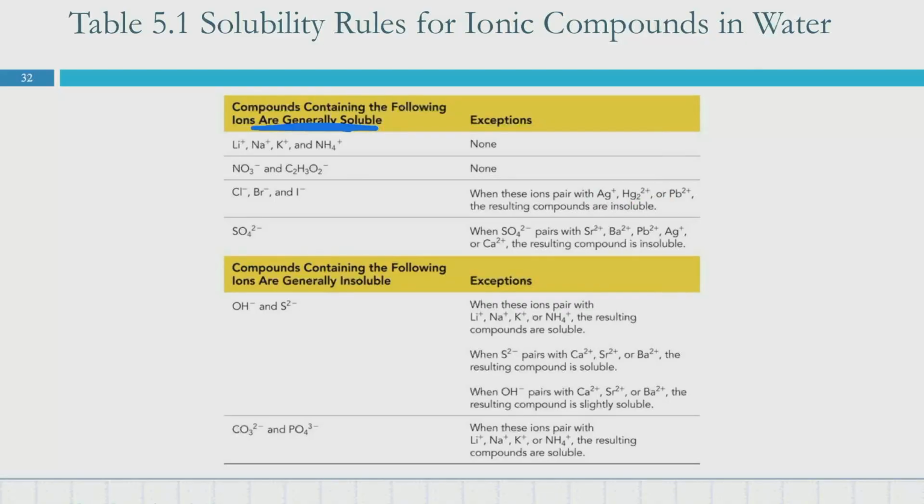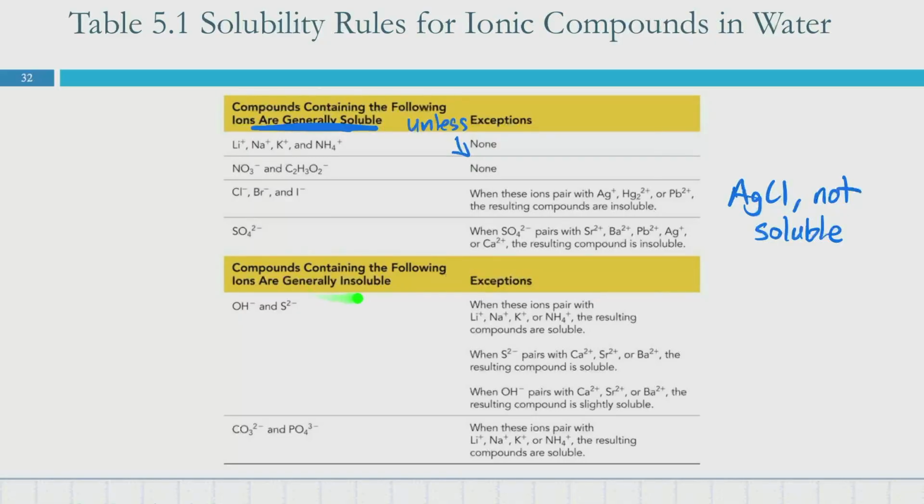So for example, let's say we've got chlorine or chloride in our salt. It's generally going to be soluble. If we have silver chloride, though, it's not soluble. So AgCl, not soluble because it meets the exception. So soluble unless one of these things.